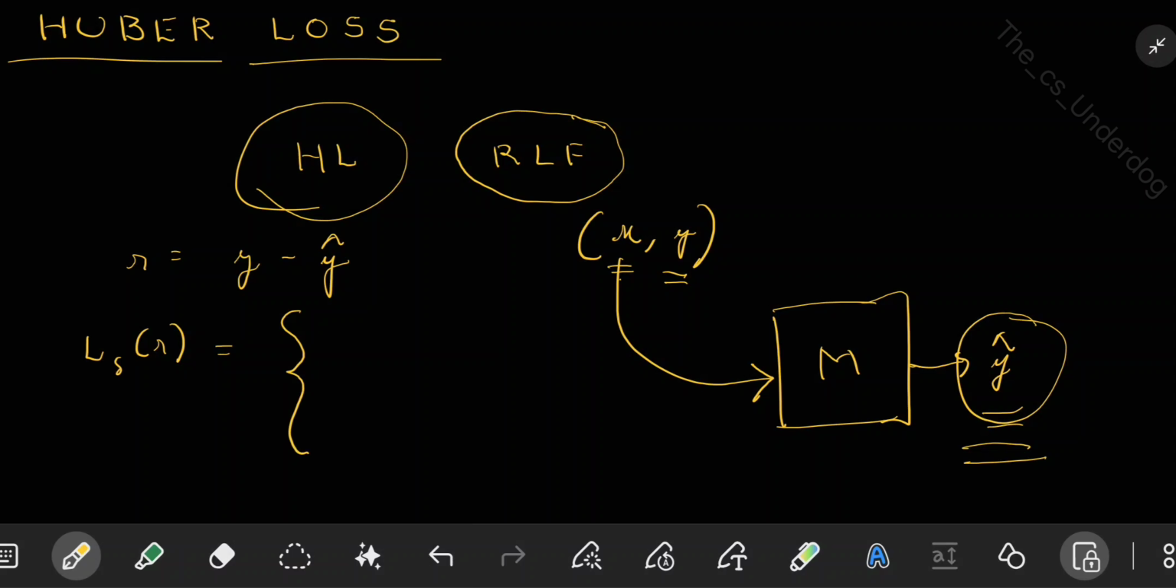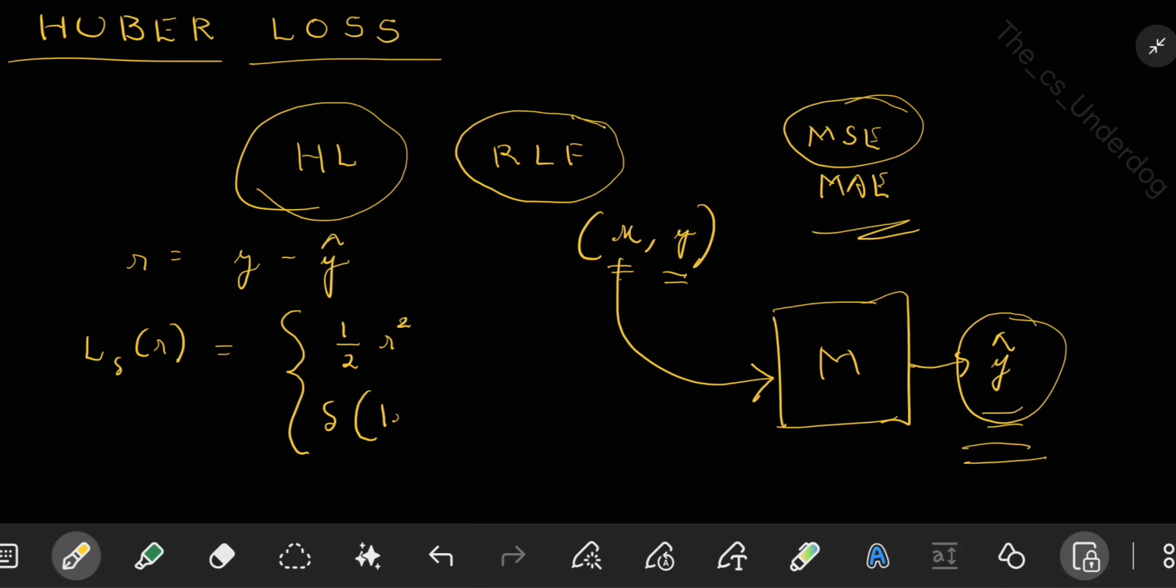It has two formulas depending on the situation. This is how it is taking care of both MSE and MAE. Okay, let us see how two formulas work here. First formula is half R square, which is actually the MSE formula, mean squared error formula, half of residual square. The other formula is delta into mod R minus half delta. So this formula is somewhat similar to mean absolute error. So you have two formulas here. One is MSE formula, one is MAE formula.